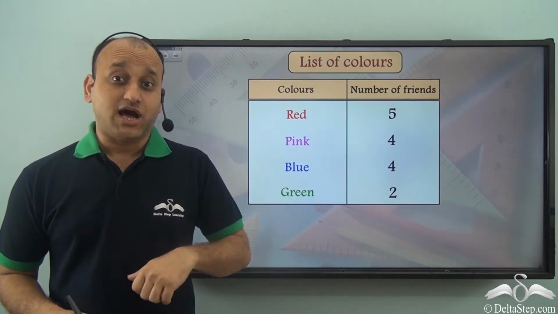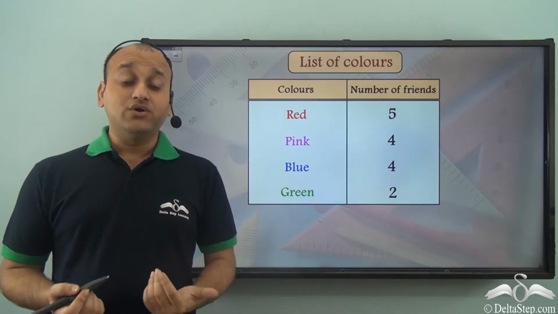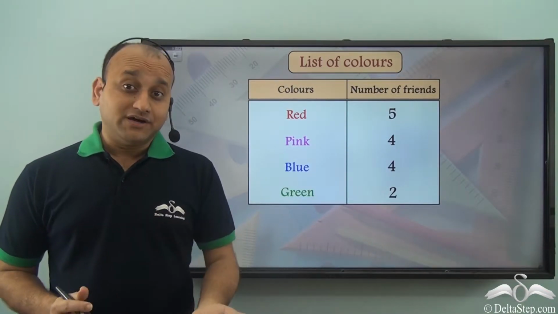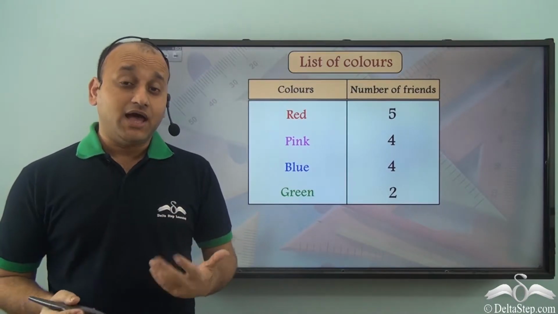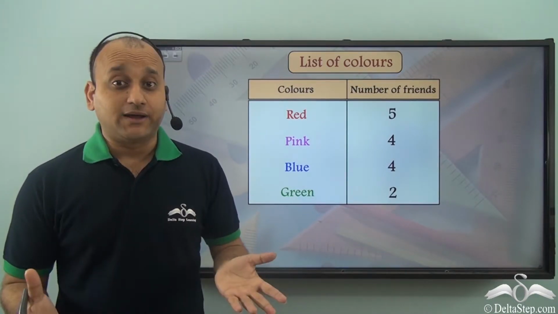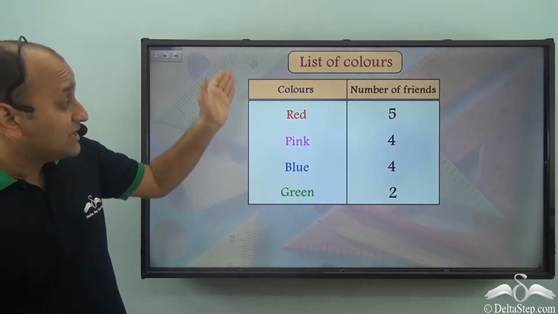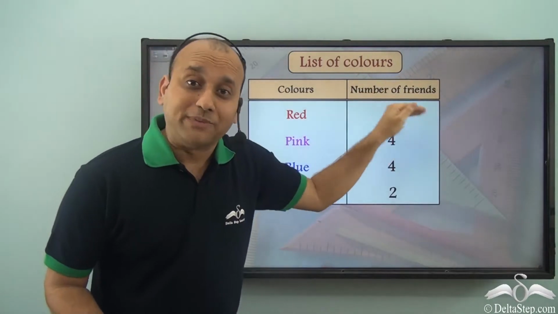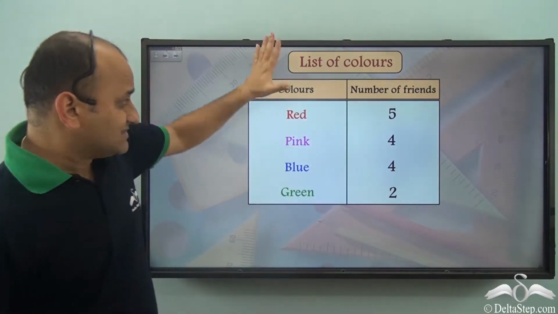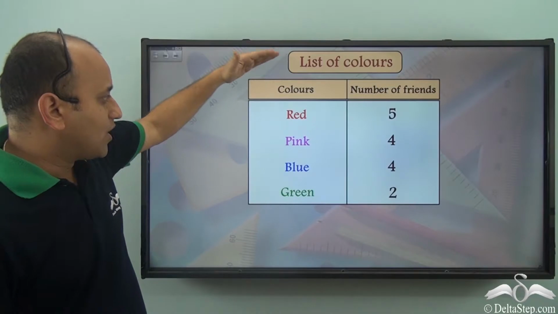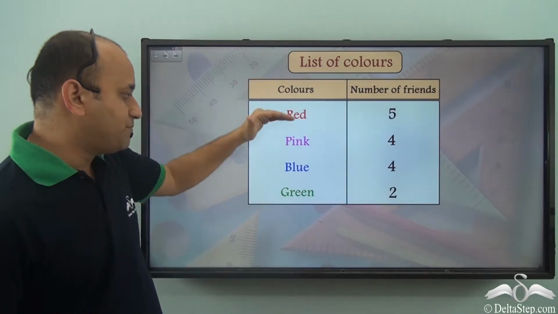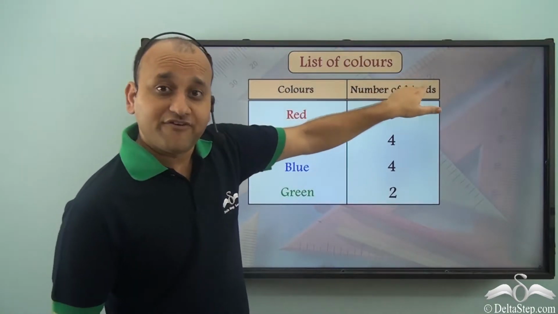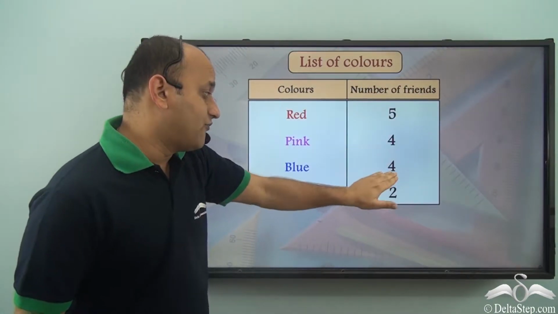Sam collected data in which he had noted down the favorite colors of his friends, and further he interpreted that data and got new data in which he mentioned which color is liked by how many friends. So this is a list which he prepared, in which on one side you have colors: red, pink, blue, green. On the other side you have the number of friends: 5, 4, 4, 2.